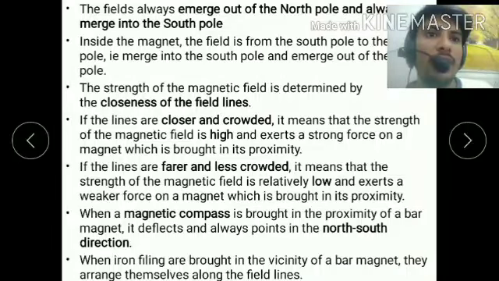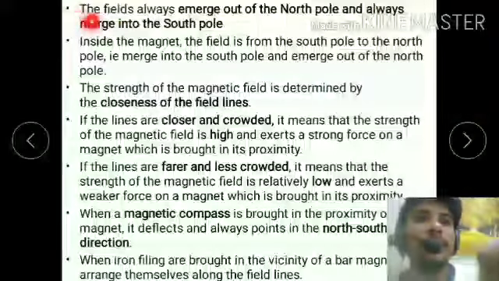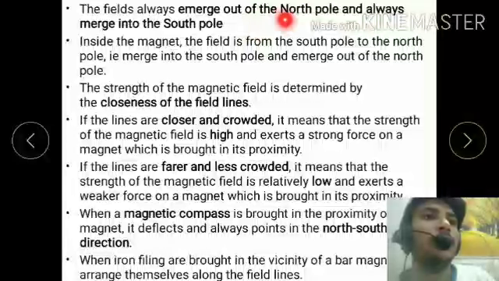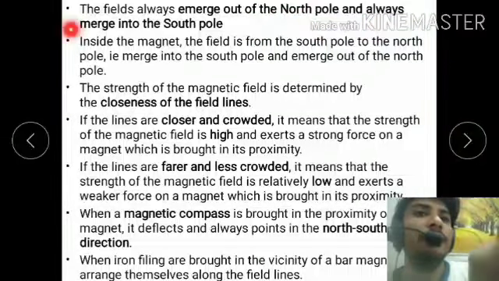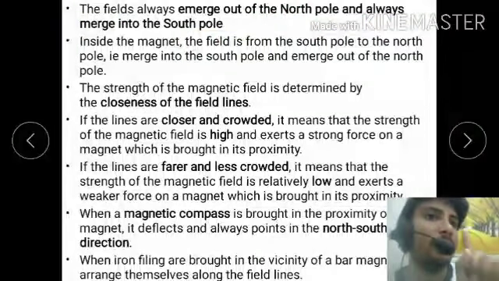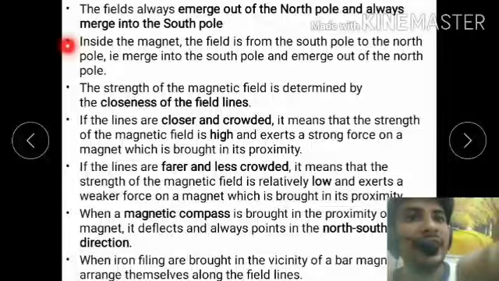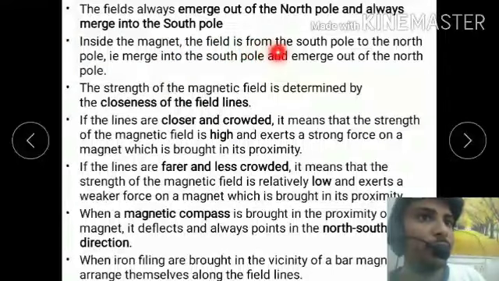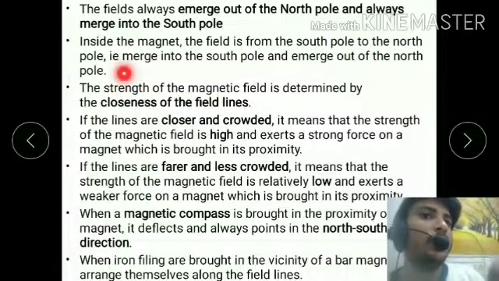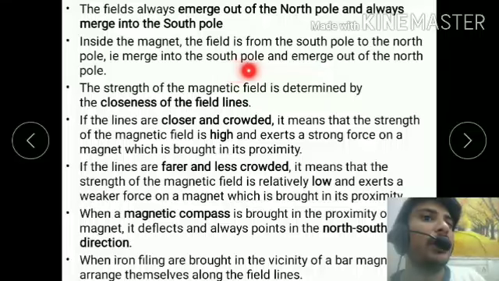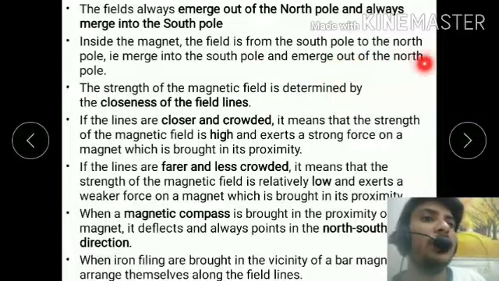Now see some points. The field always emerges out of the north pole and always merges into the south pole. This is called magnetic field lines. Inside the magnet the field goes from the south pole to the north pole.